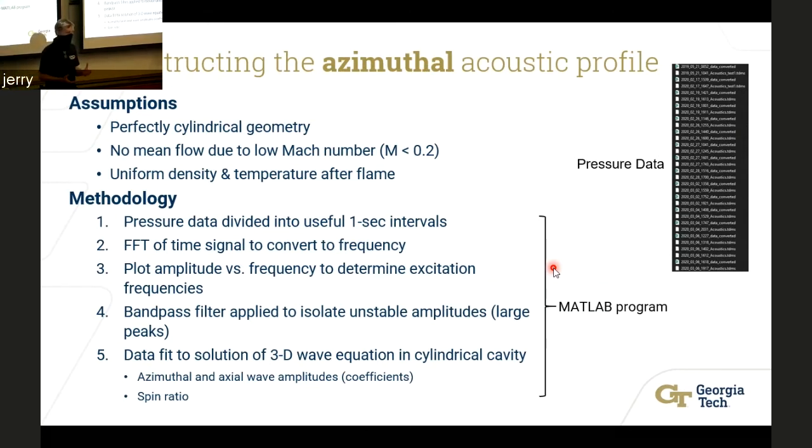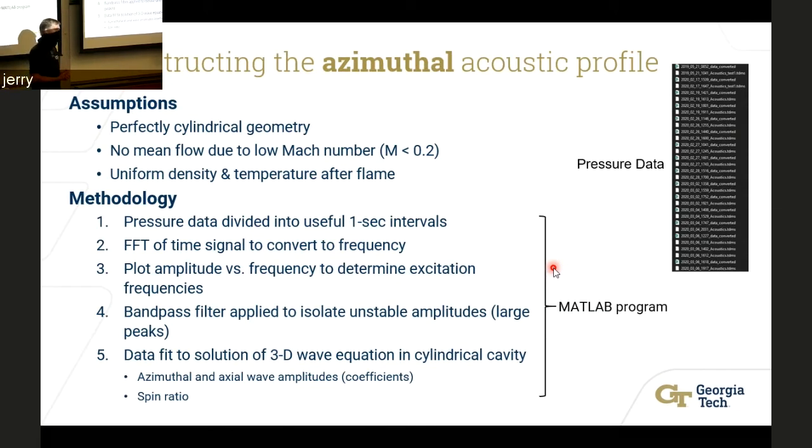For our primary methodology, I was really trying to think about the best way to explain it because it's a multi-step process, and it boils down to these 5 steps. We take the raw pressure data, which is measured from high temperature pressure transducers mounted at different points in the combustor, and we break it up into 1 second intervals. We do 1 second intervals because in the combustion world, 1 second is a lot of time. We perform a fast Fourier transform to go from a time signal to the frequency domain.